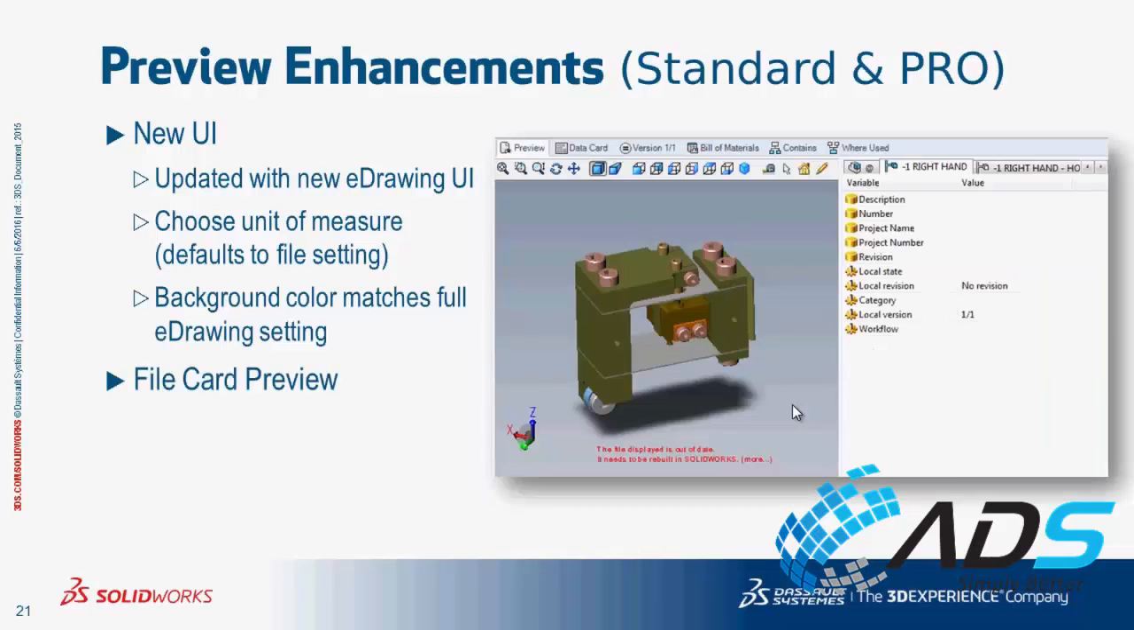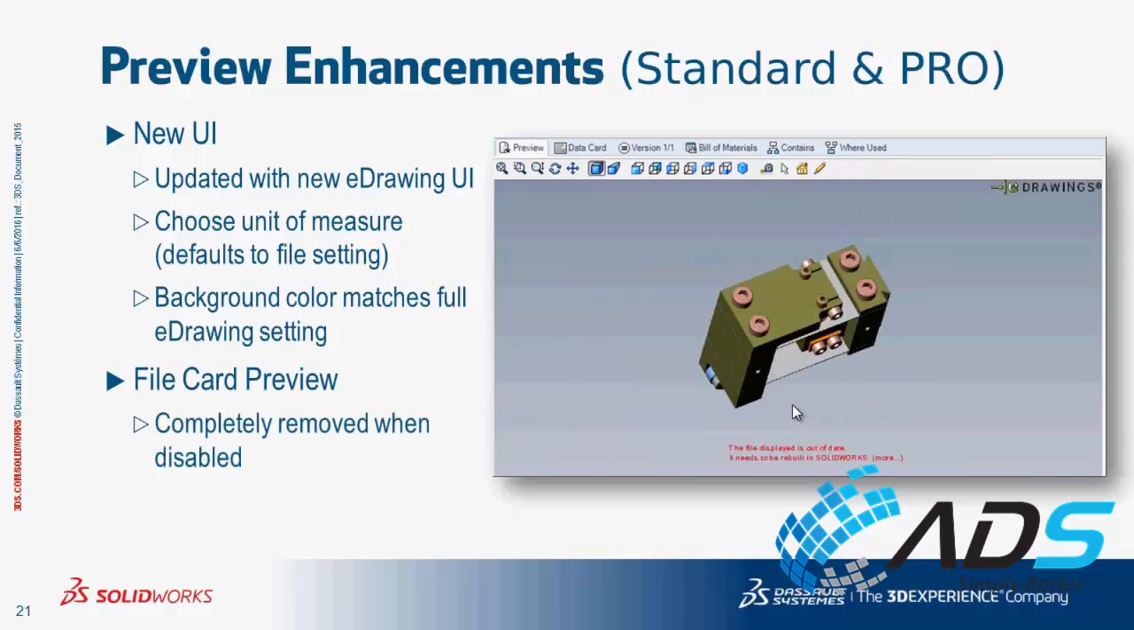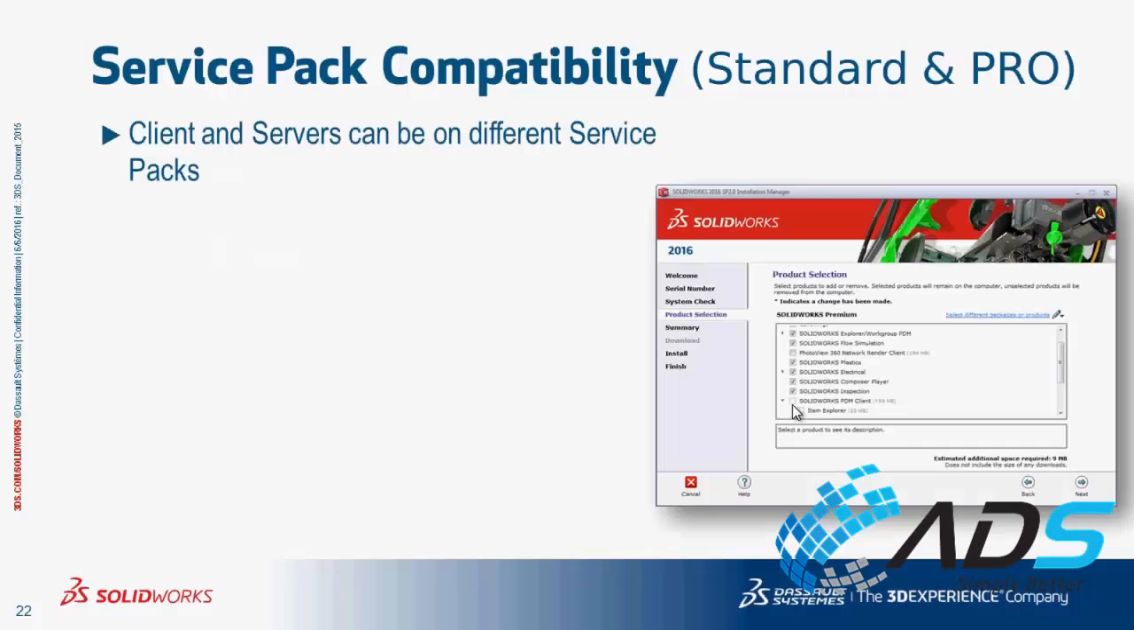And when the file card preview is turned on, you'll see that list of data shown on the right-hand side of the preview. If you disable that, the information goes away, but that white bar area still stays. So you don't gain anything. You have to slide that over. So in 2017, when you turn the file preview off, everything disappears, so you have that full area to use for previewing the file.